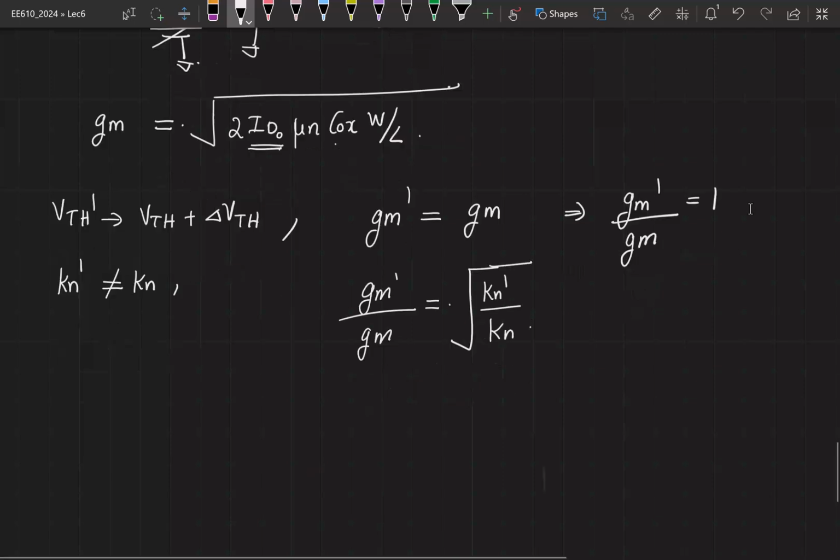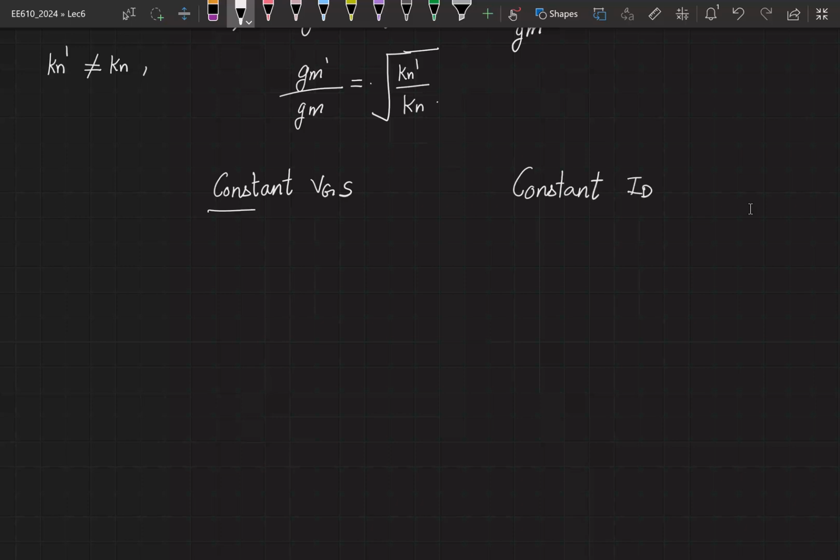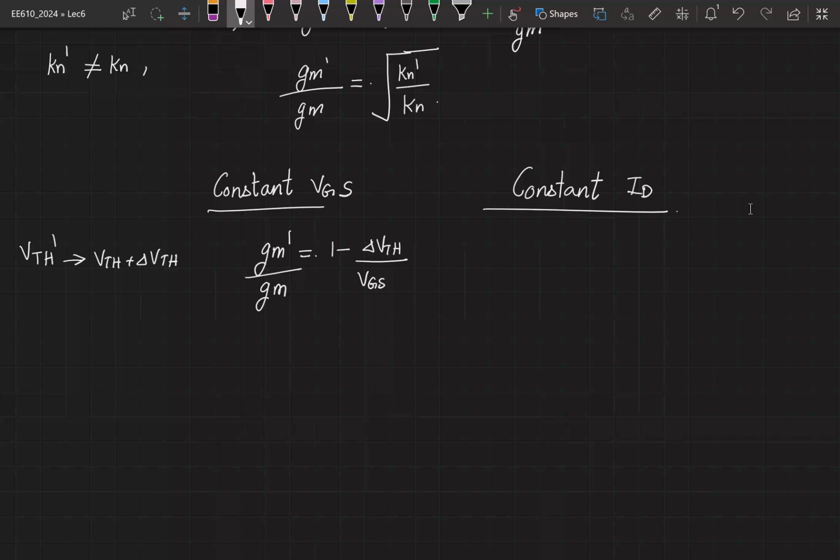Now let me summarize the result we have. We have done two methods. One was constant VGS, the other is constant drain current. In one, if your VTH becomes VTH plus delta VT, what was your gm' by gm? 1 minus delta VTH divided by (VGS minus VTH). Under constant ID condition, gm' by gm was equal to 1. This is assuming your Kn' was equal to Kn.